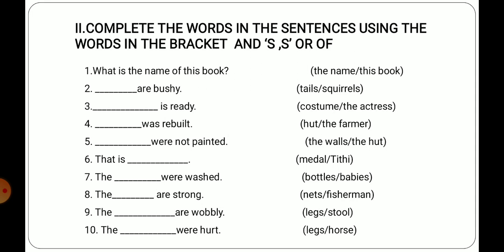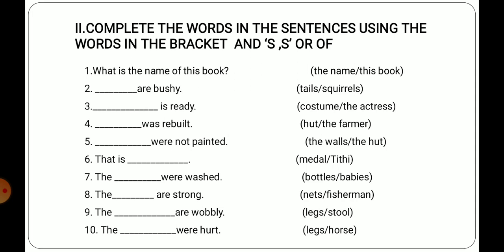So, let's start with the second one. Dash are bushy. So, what will be bushy? Tail, and tail belongs to squirrel. So, you will write squirrels' tails are bushy. Right? Squirrels' tails are bushy.